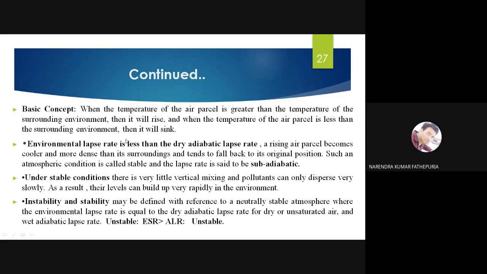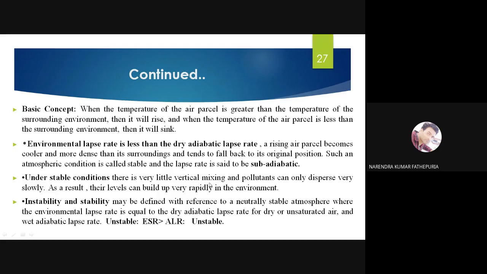So the environmental lapse rate is less than the dry adiabatic lapse rate. This is one condition. Here ELR is less than the dry adiabatic lapse rate. What is going to happen in this? A rising air parcel becomes cooler and denser than its surroundings and tends to fall back to its original position. Such an atmospheric condition is called stable, and the lapse rate is said to be subadiabatic. So in the environment, if the ELR is less than the dry adiabatic lapse rate, then subadiabatic conditions will take place.